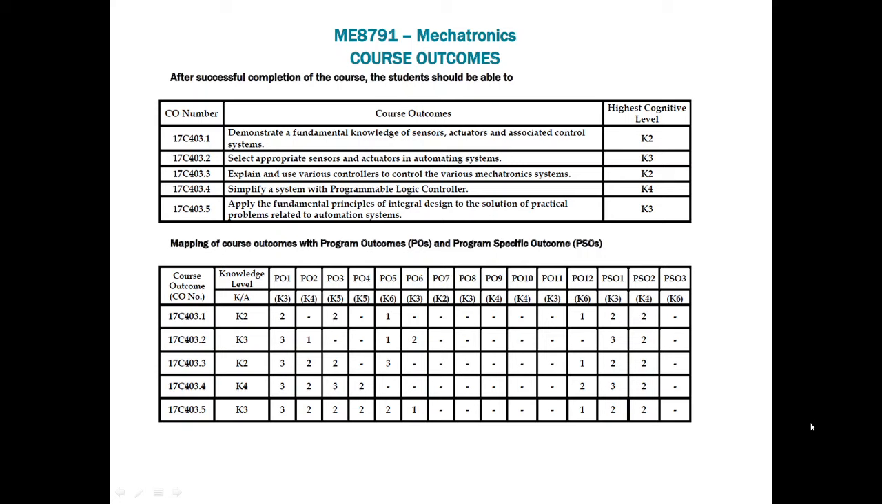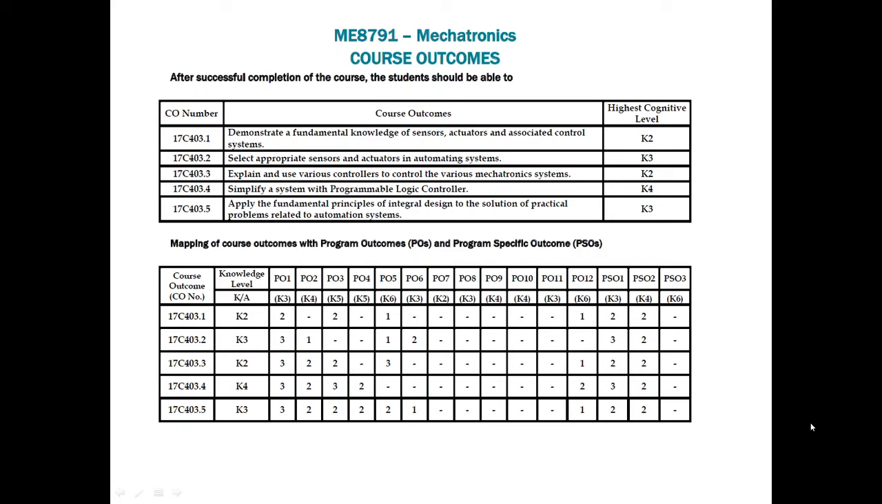The first course outcome is the first unit, which demonstrates the fundamental knowledge of sensors, actuators and associated control systems. The knowledge level is K2. The second unit deals with the appropriate sensors and actuators in automatic systems. The knowledge level is K3.